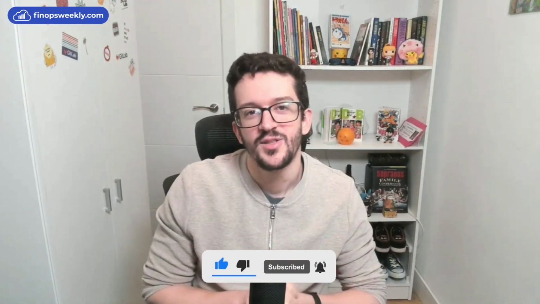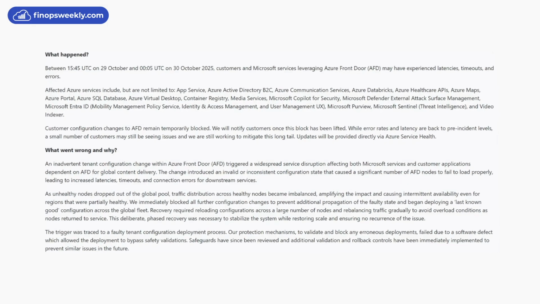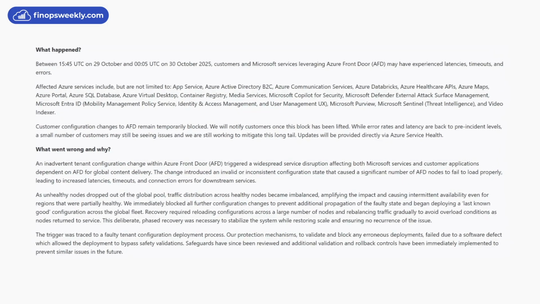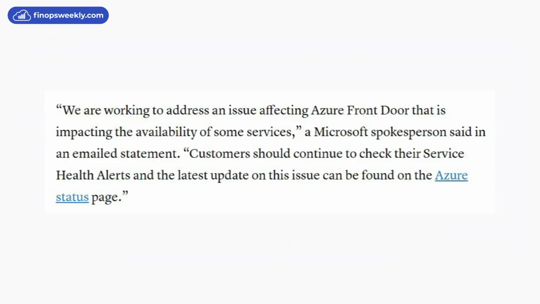And as some of you may know, there was a major Azure outage traced to Azure Front Door on Wednesday due to a configuration change. So Microsoft reported an outage that began around 11:40 a.m. Eastern Time tied to Azure Front Door. The company said it suspected an inadvertent configuration change and rolled back to a last known good state.